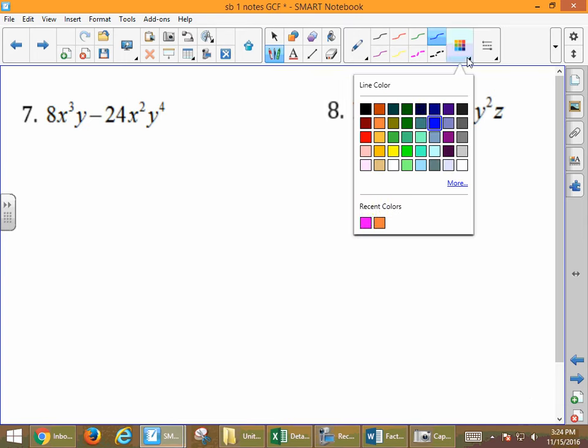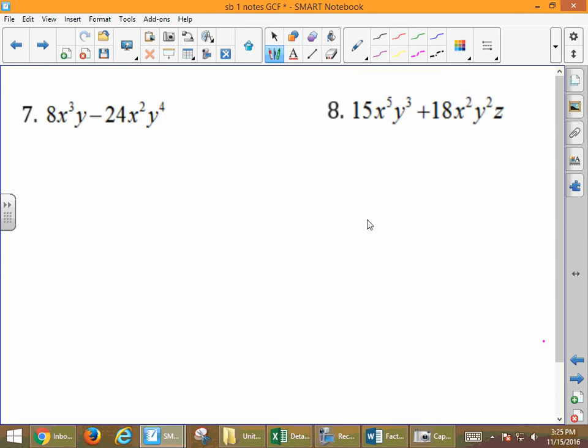Number 7. A few more variables. And again, worst comes to worst, we can write this all out. So I am going to write out longhand: 2 times 2 times 2 times x times x times x times y. That's our 8x cubed y.